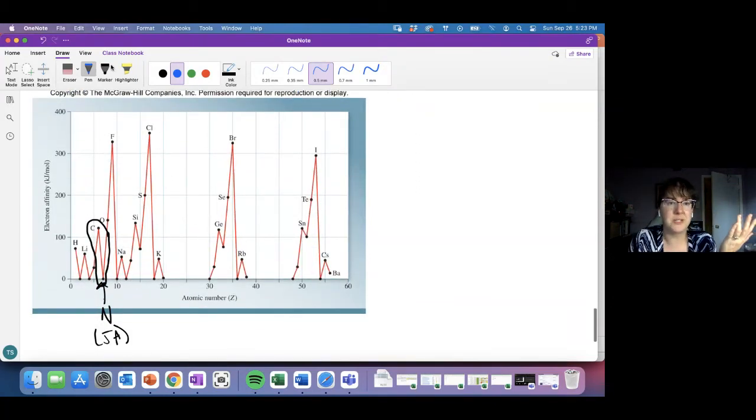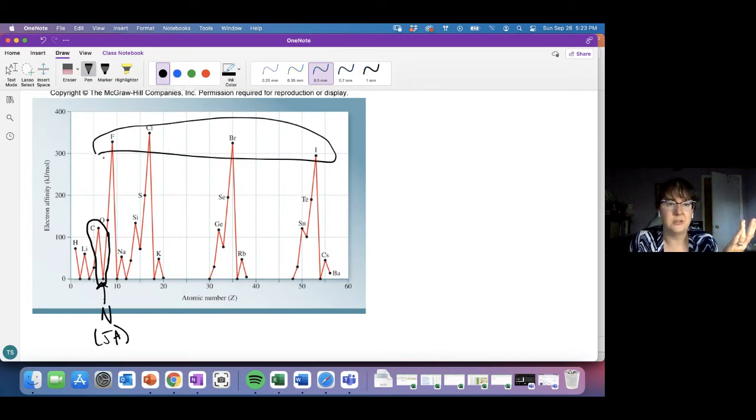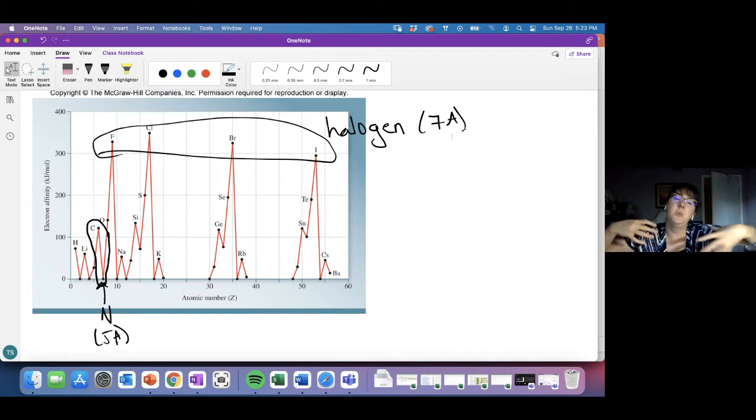And what you might also notice is here at the top, these are all halogens. These are all 7A. These are the ones that are like, yes, all I need is one more. I just need one more electron, and then I will be like a noble gas, and I will be so stable, and it'll be awesome. So your halogens have a really high electron affinity.